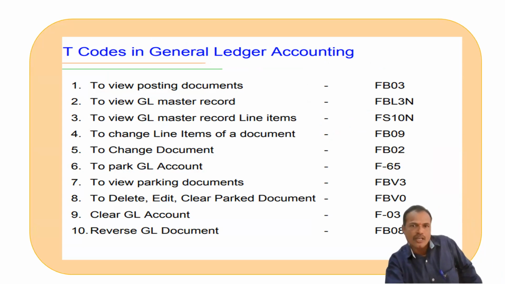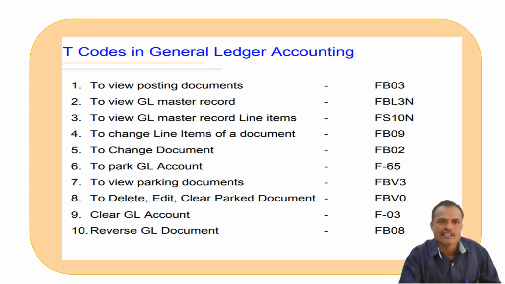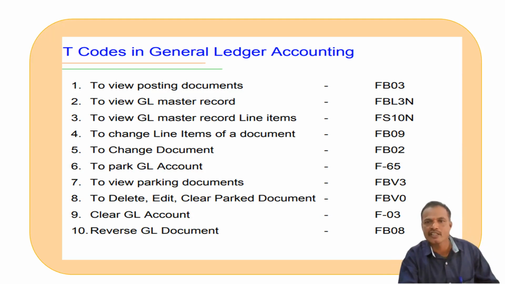F-65, to view parking document FBV3, to delete or edit clear parked document FBV0, to clear GL document F-03, reversal of document GL document. If it is reversal of document, GL documents means an already posted document which is entered wrongly, that time we have to reverse the document. In that case, we use FB08.